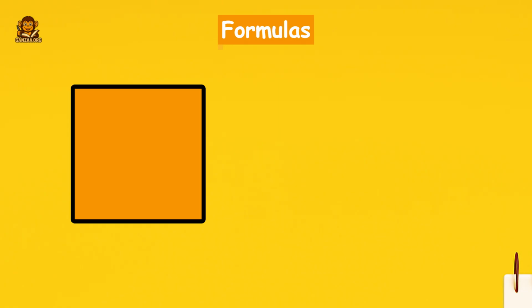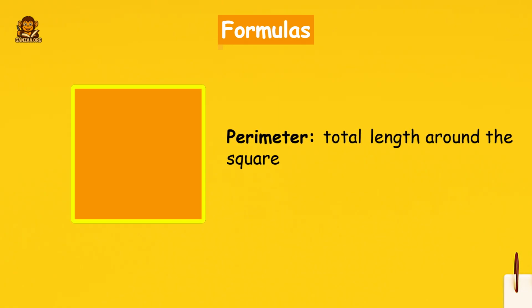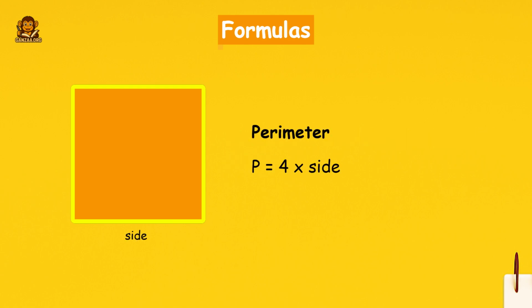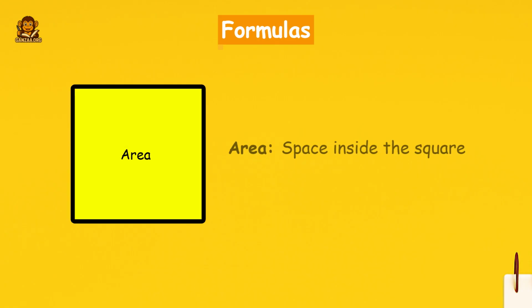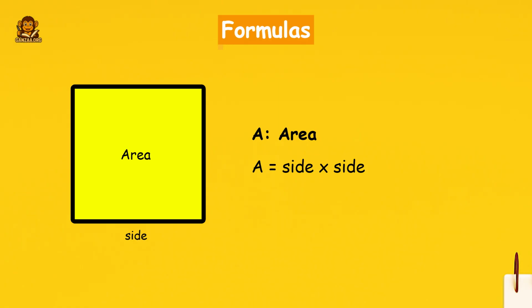Now let's learn the magic formulas of the square. Perimeter of a square is the total length around the square. The formula is perimeter equals 4 times side. Area of a square tells us how much space is inside the square. The formula is area equals side times side.